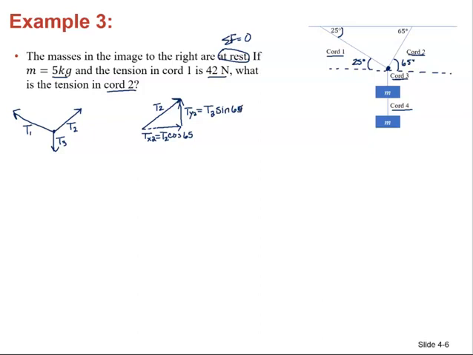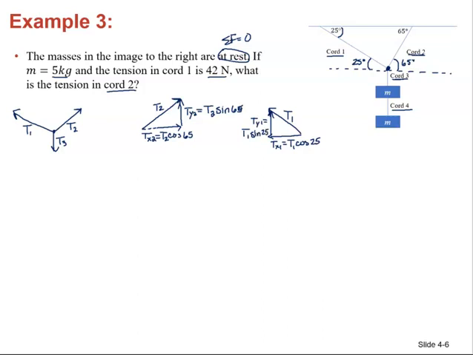And now for T1, we have our horizontal component, which is going to be T1 cosine of 25, and our vertical component, which is T1 sine of 25. So those are our components.